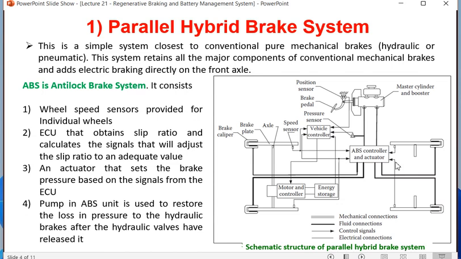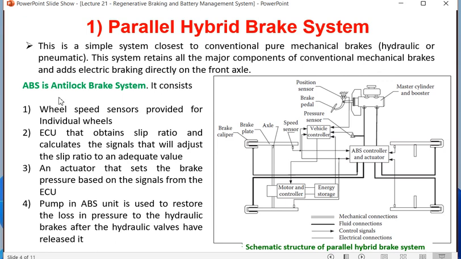Here this is called hybrid because regenerative braking also you will be finding, though the components are not shown, but you can generate regenerative braking here. So this motor generator set is there, and the hydraulic part, that is the mechanical part, is also there. So there is a simple system which is closest to the conventional pure mechanical brake, hydraulic or pneumatic. This system retains all the major components of conventional mechanical brake and adds electric braking directly on the front axle. Only the mechanical part is shown here, though it is said that this is parallel hybrid. With this, whenever we add those motors and battery and all those things, it becomes a hybrid system.